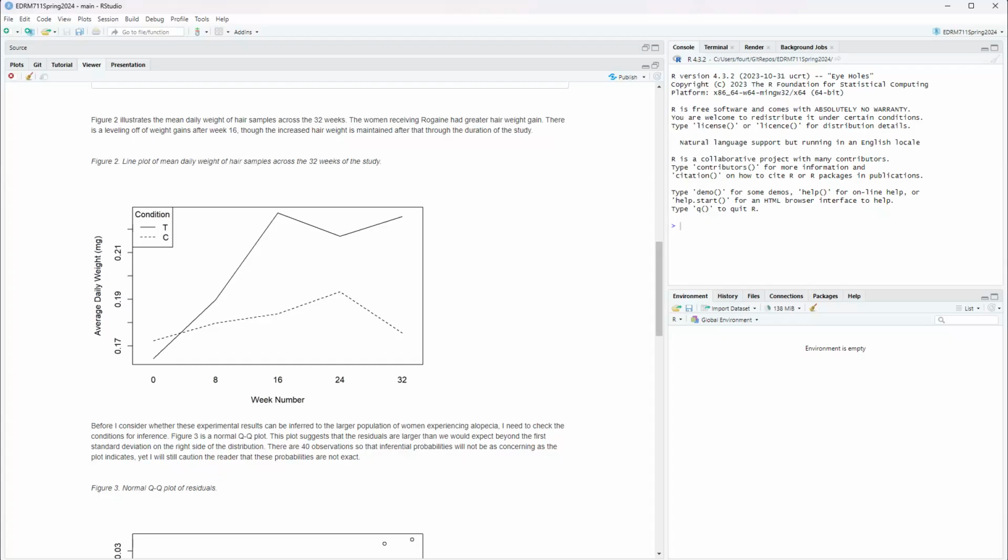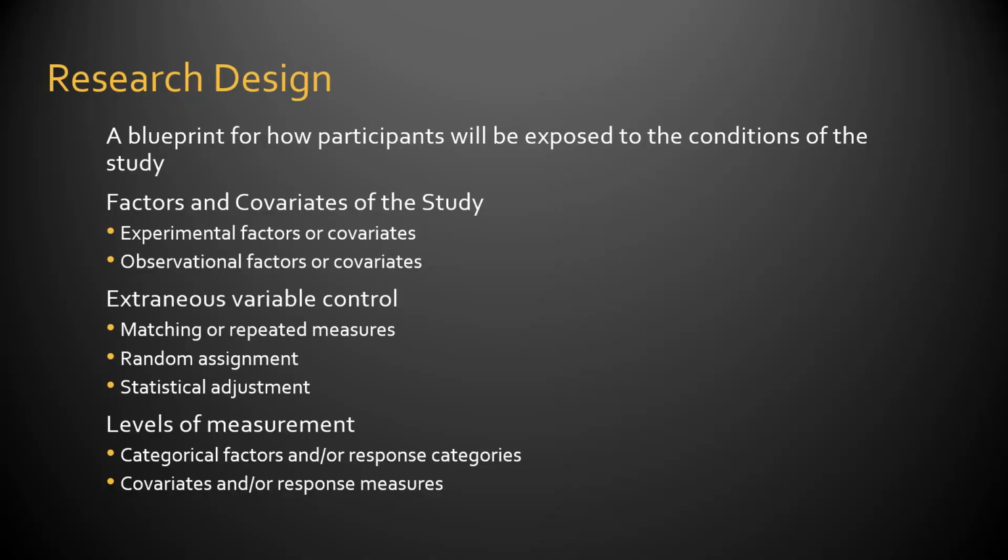Going back to this Rogaine study, we actually used experimental controls of randomization for the condition, the treatment and control group. And we used the experimental control of quote-unquote matching, that is, we used the same individual as their own match by taking repeated measures. So we used both types of experimental control in this example. And then there are the ways that you decide to measure your variables, whether those be categories or whether they be quantitative variables or covariates.